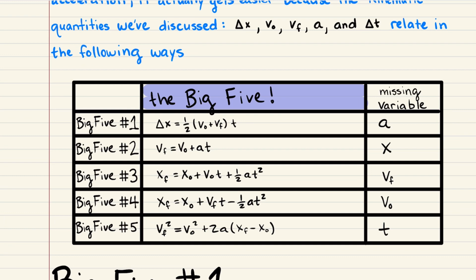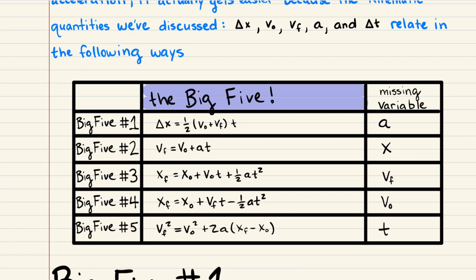Number one, we have delta x is equal to 1/2 times the initial velocity plus final velocity, times time. What you'll notice about this big five number one is that it does not take into account acceleration. That's pretty interesting, but it is still only true when we have constant acceleration. We have big five number two here, where we start with final velocity and we set that equal to the initial velocity plus the product of acceleration and time. In this case, we are not taking into account displacement in any way.